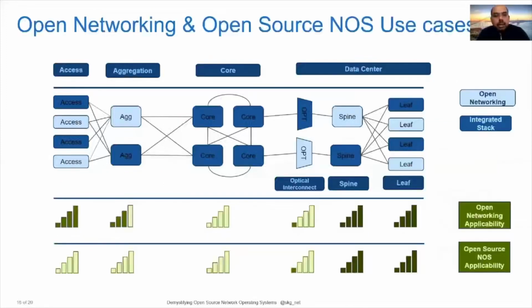We have seen the open networking and open source NOSs available to us. This slide captures the applicability and deployment of them in various use cases. As you can see, open networking OS has penetrated almost all the use cases, like data center, access, aggregation, etc., not in core yet. Similarly, open source networking has started to penetrate primarily in data center, leaf-spine use cases. They are slowly moving towards access and aggregation.